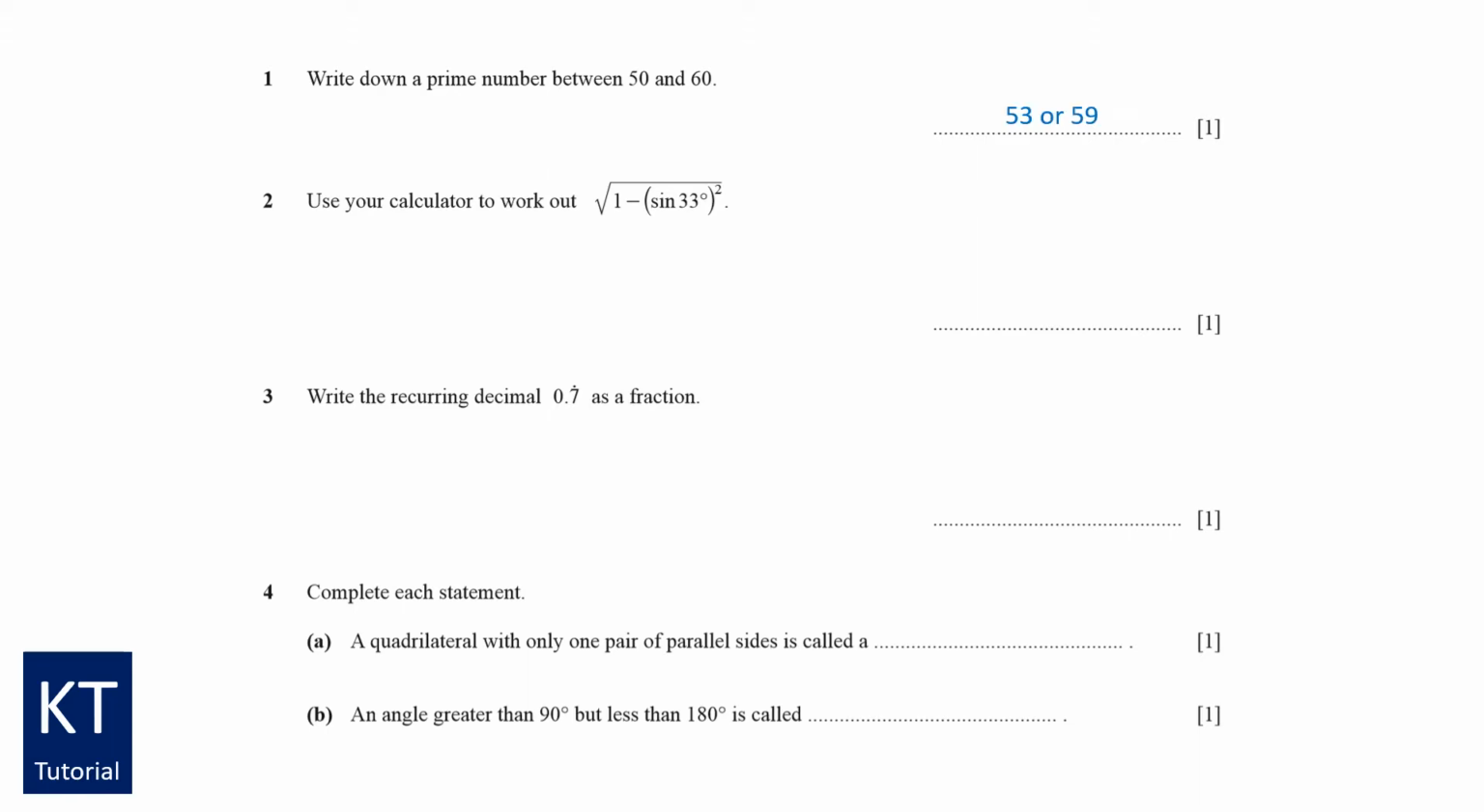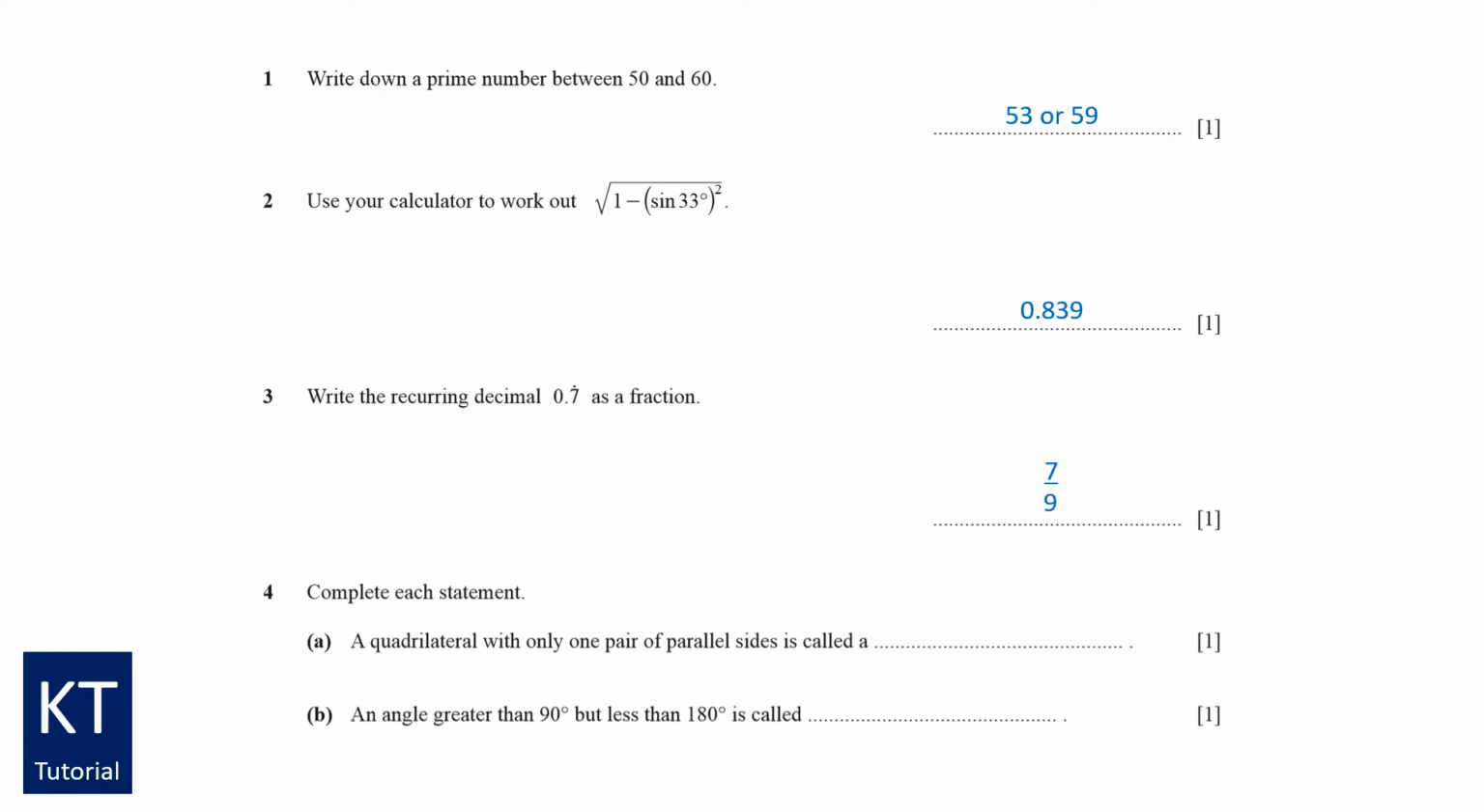It can be either 53 or 59. Question 2. Use your calculator to work out the expression. You should arrive at 0.839. Question 3. Write the recurring decimal 0.777... (recurring sevenths) as a fraction. It is the fraction 7/9.